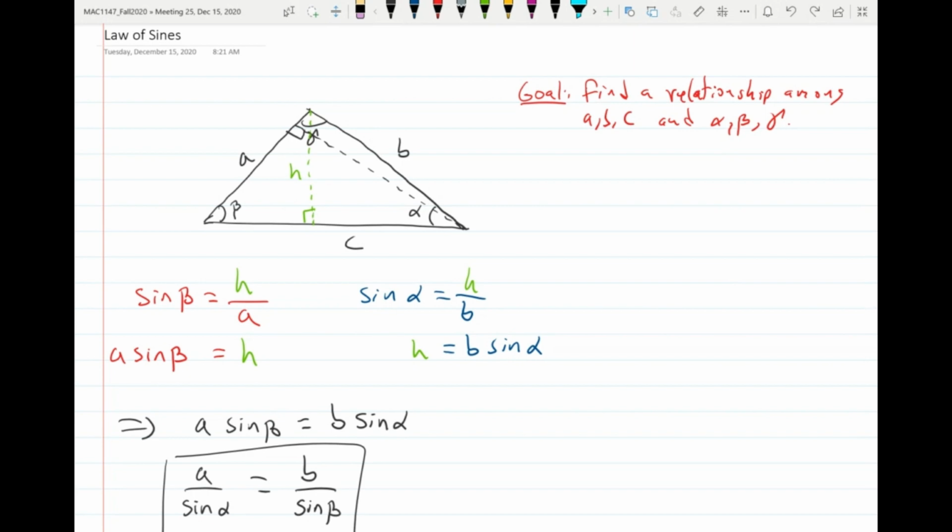Okay, so I'm gonna call this one H prime. So this is another height that this triangle has. Let's see. Write it like this. So I'm gonna call this one H prime.